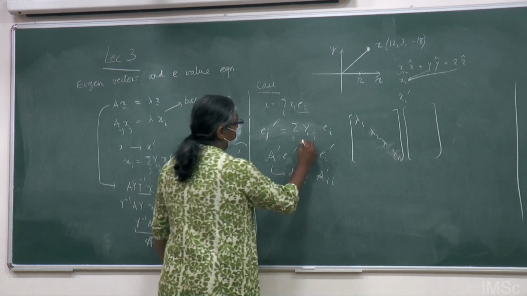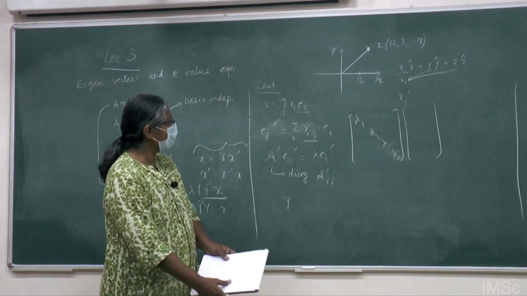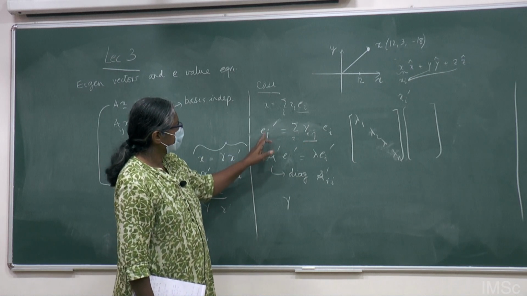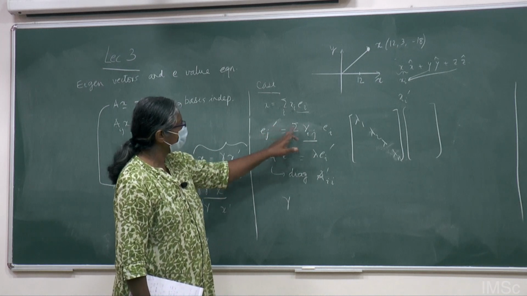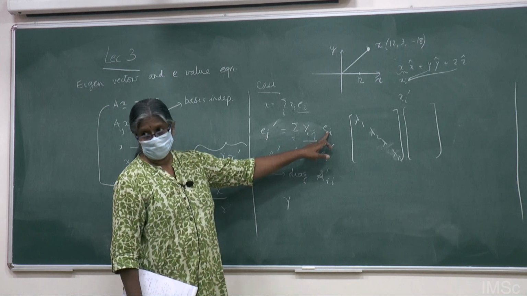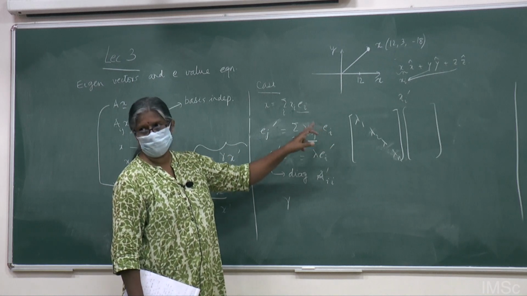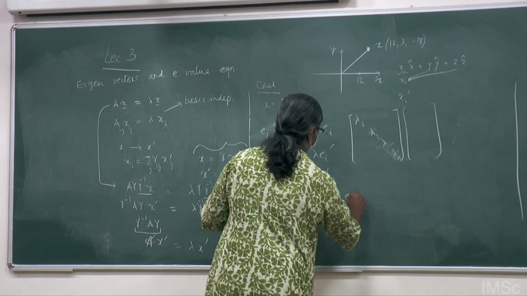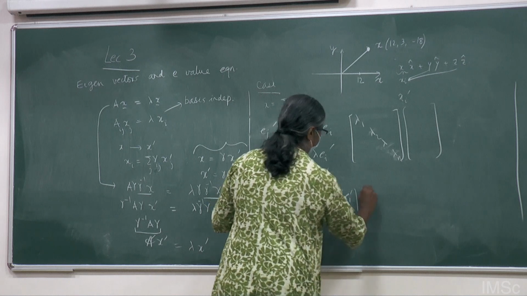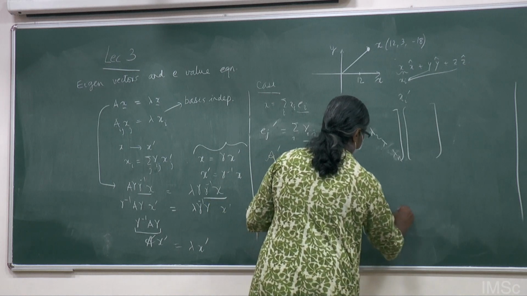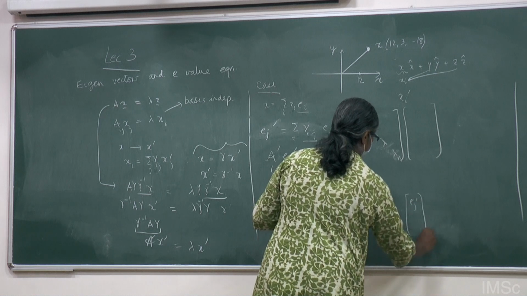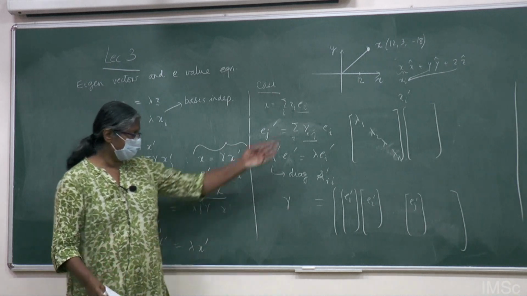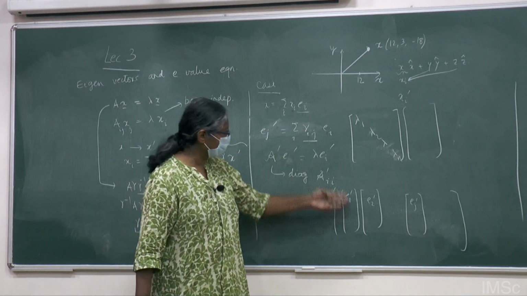So what is the jth column of gamma ij, or the ith column of gamma ij? It is the component of Ej prime in terms of the set Ei, which means that if you just think about it for a moment, the columns of gamma are just this. Is it clear? Because that is exactly the components of E prime in the basis E.